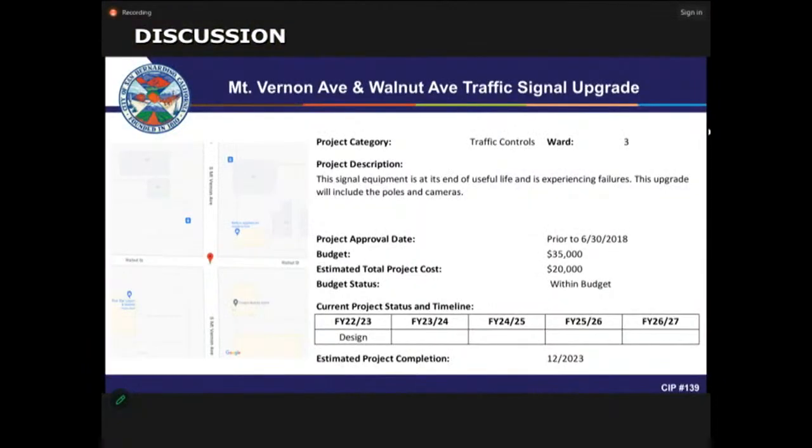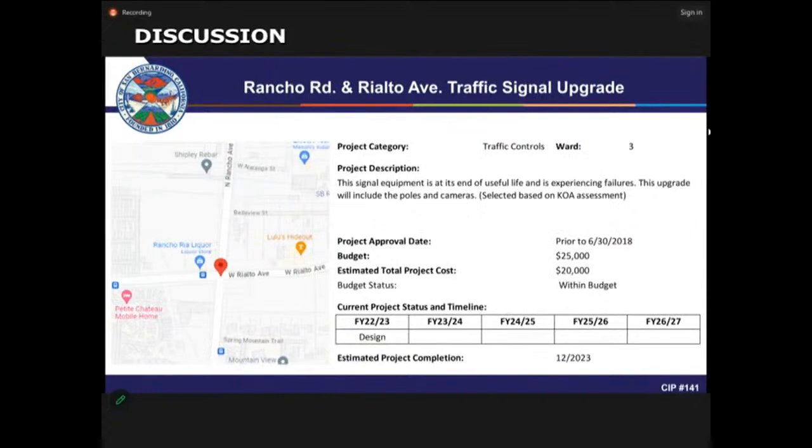This is where we're showing that the schedule is only design, because the budget we have is only for design, so we're not showing the construction in the timeline. Okay, same scenario here, Mount Vernon and Walnut. Budget is 35,000, estimated total project cost for design is 20. We'll be finishing the plans by the end of this year.